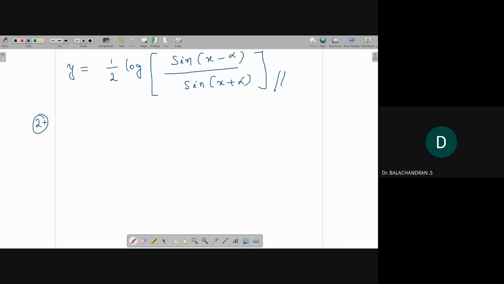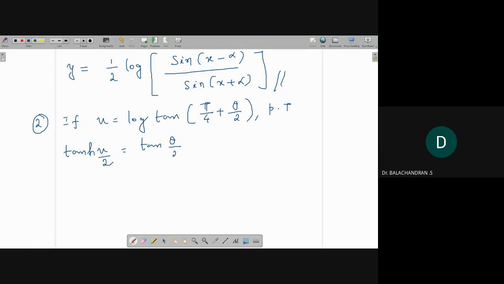Now the next problem. If u equal to log tan of pi by 4 plus theta by 2, prove that tan h of u by 2 is equal to tan theta by 2, and conversely.